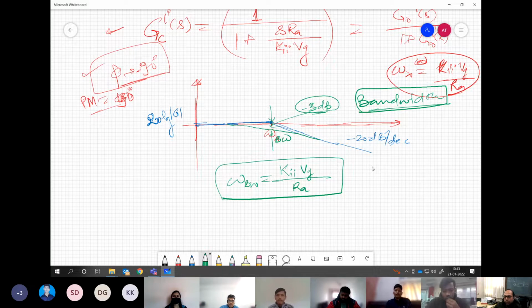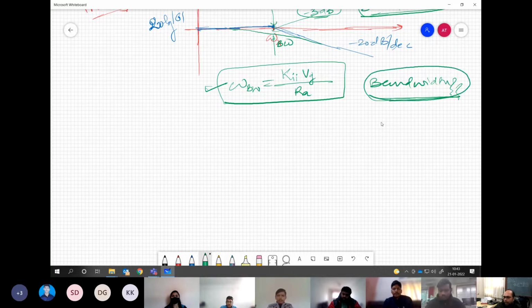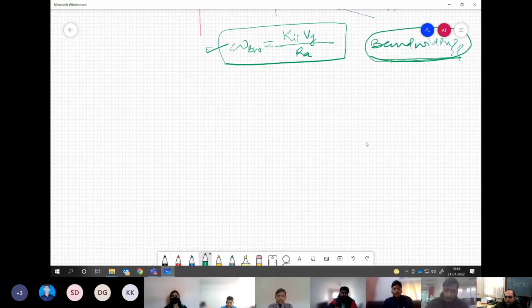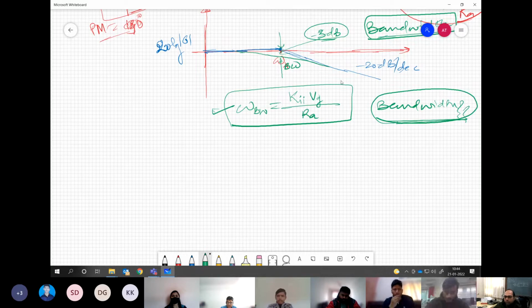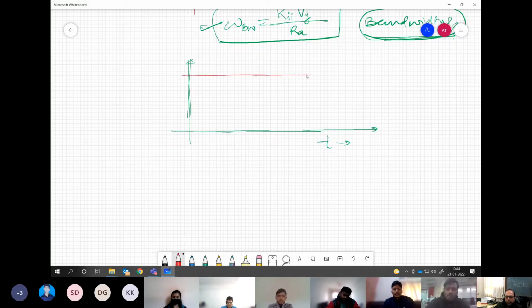Now the question is, what should be the value of this omega b, the bandwidth? How do you design it? First we need to know the impact of bandwidth on the system, and what the meaning of bandwidth is. In the frequency domain, we cannot judge the system very well from the physical response point of view. But with a step response or time response of the system, you are able to see it more clearly. Let's say we give a step input of 1.